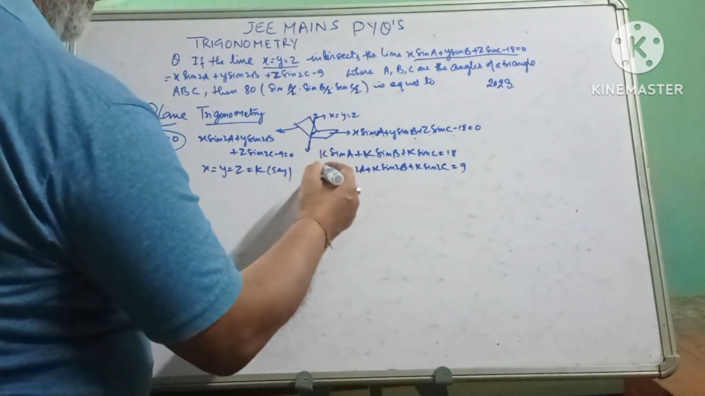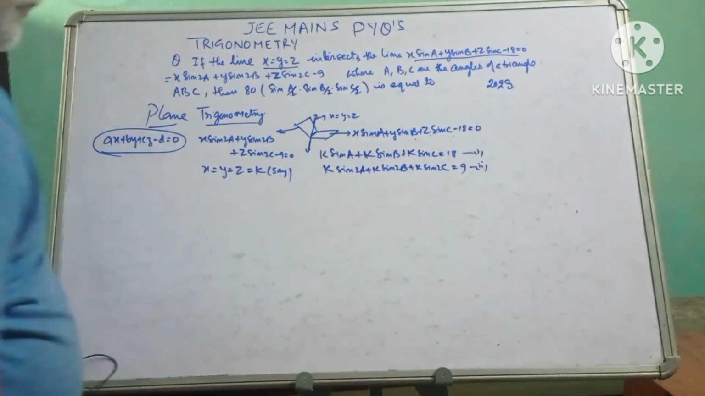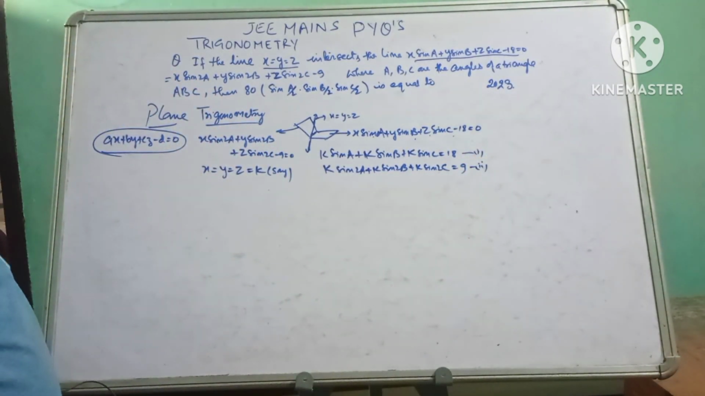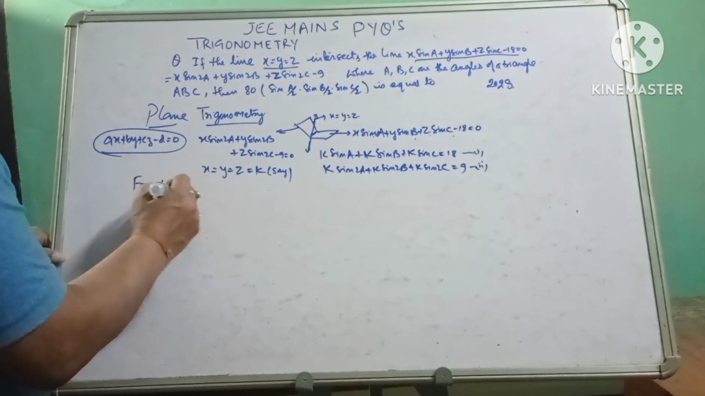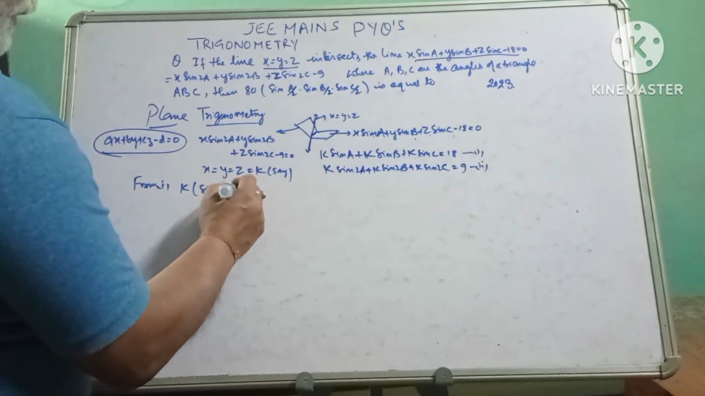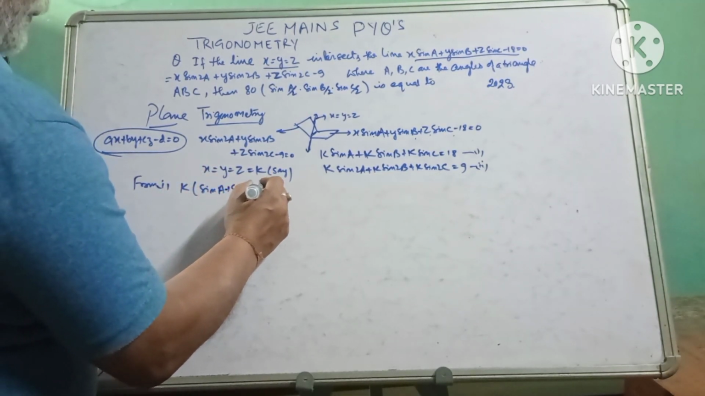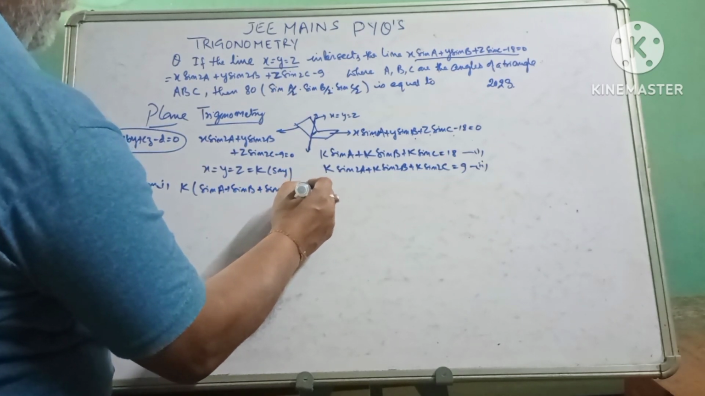Now if this is equation 1 and this is equation 2, from equation 1, let us take k common: k times sine A plus sine B plus sine C is equal to 18. This is 18.